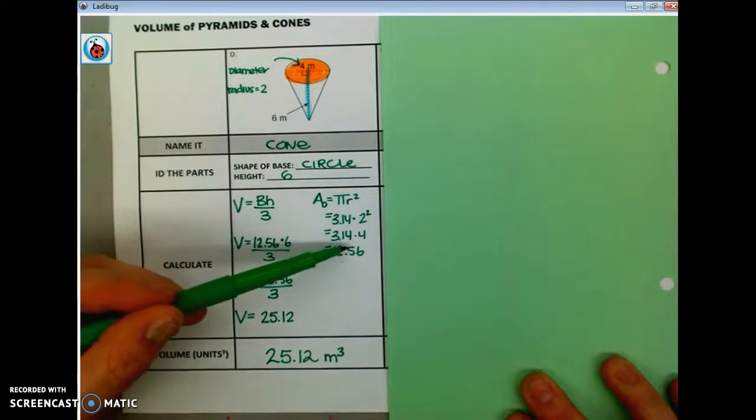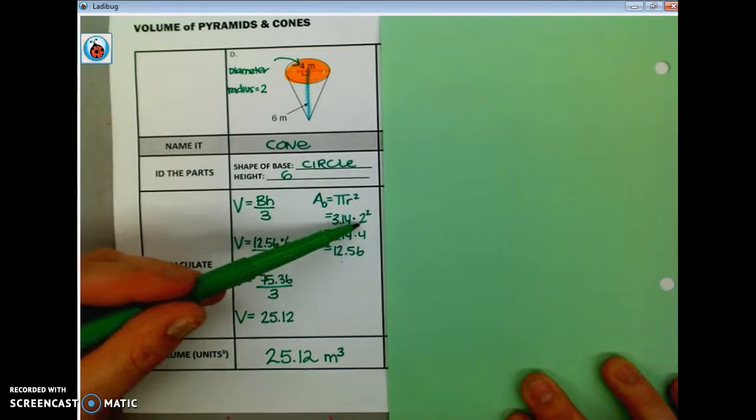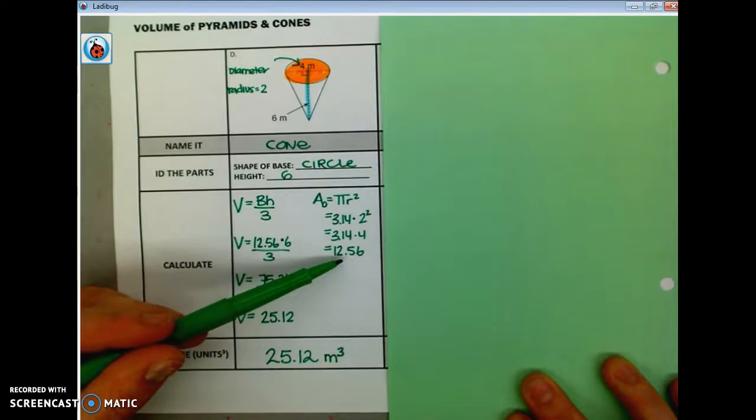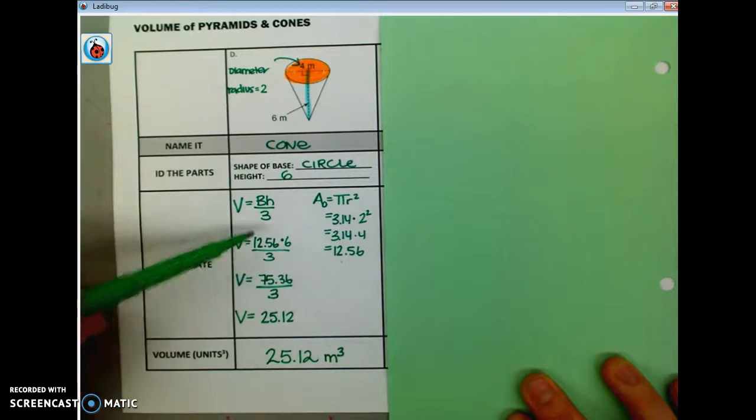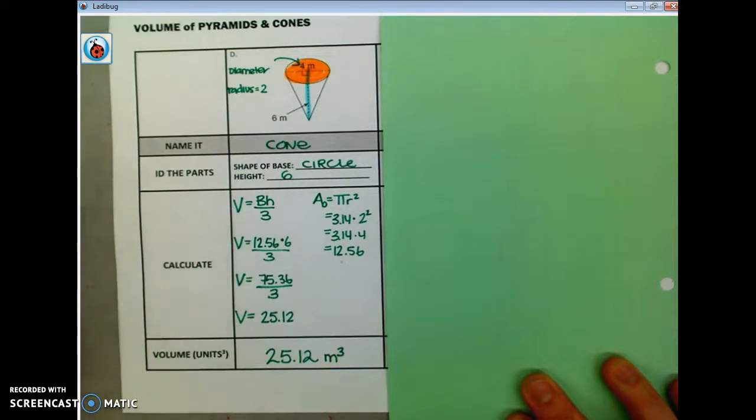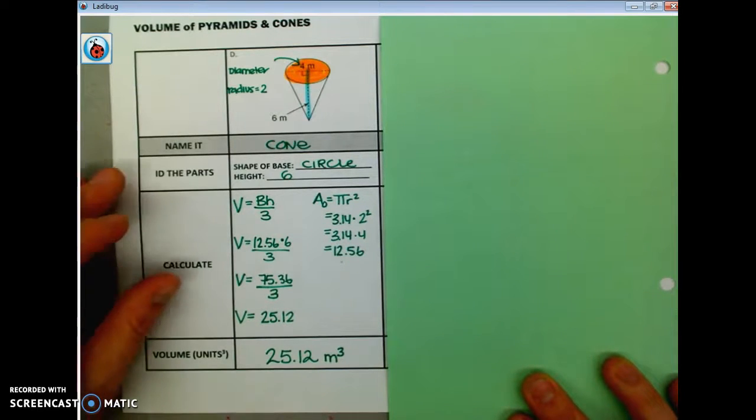The pi r squared, so it's 2 squared. That was the area of the circle. I plugged that in. The height of my cone was 6, and dividing by 3, so that leads me to the answer 25.12 meters cubed.